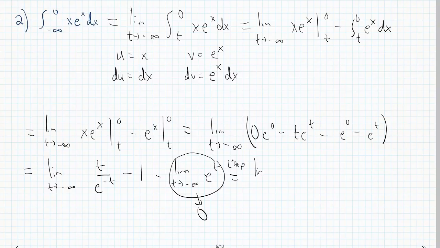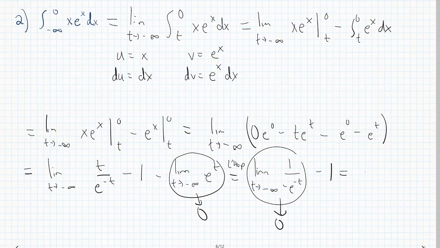So we have a limit as t approaches negative infinity now of 1 over negative e to the negative t, and then minus 1. So in that case, notice that is now approaching positive infinity down the denominator. So that means the whole thing goes to 0. So this whole part goes to 0. And so we're left with negative 1. So that means that this thing converges, since we actually evaluated it.